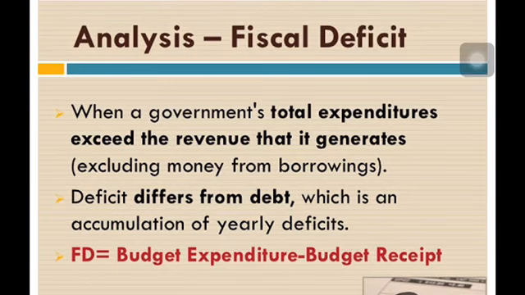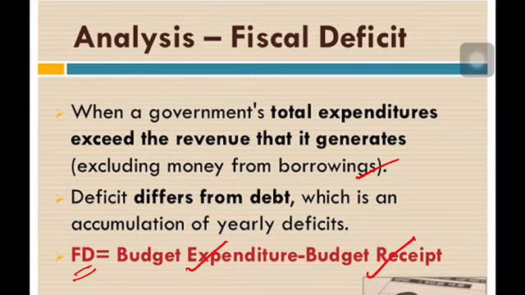See, excluding money from borrowings, that is capital receipts. So deficits differ from debt, which is an accumulation of yearly deficits. So FD, fiscal deficit, is equal to overall budget expenditure minus budget receipts. This is how you have to remember.